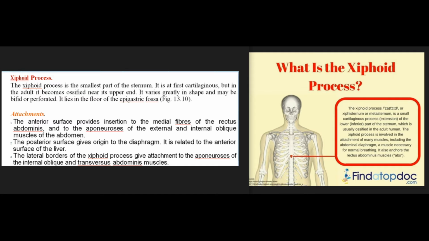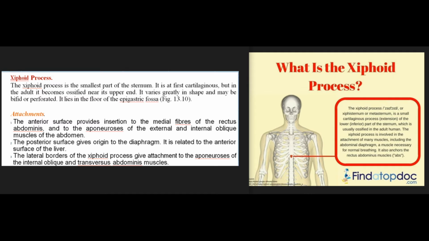Attachments. 1. The anterior surface provides insertion to the medial fibers of the rectus abdominis, and to the aponeuroses of the external and internal oblique muscles of the abdomen. 2. The posterior surface gives origin to the diaphragm. It is related to the anterior surface of the liver.